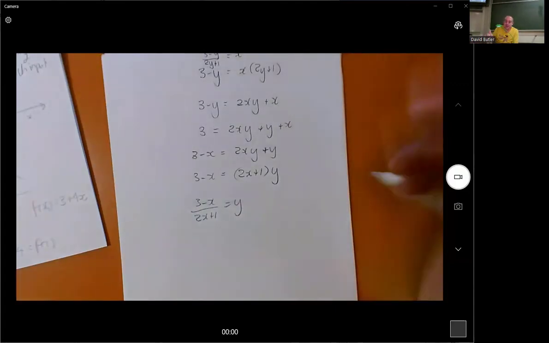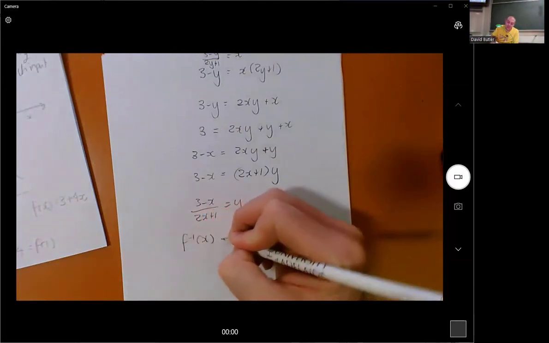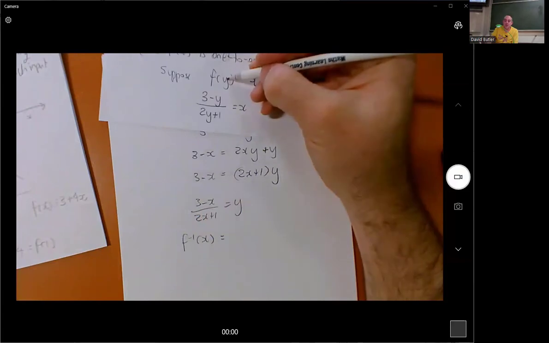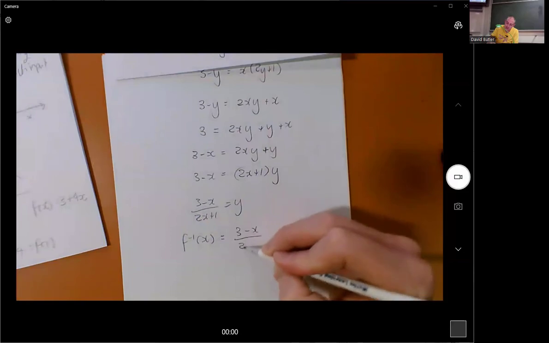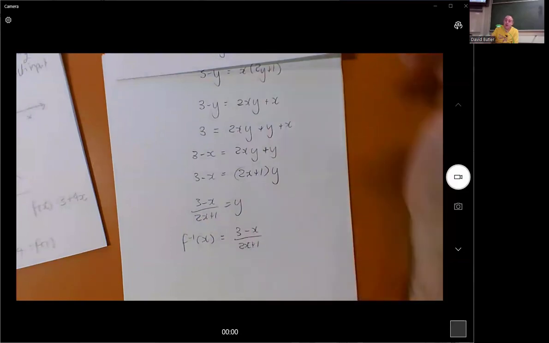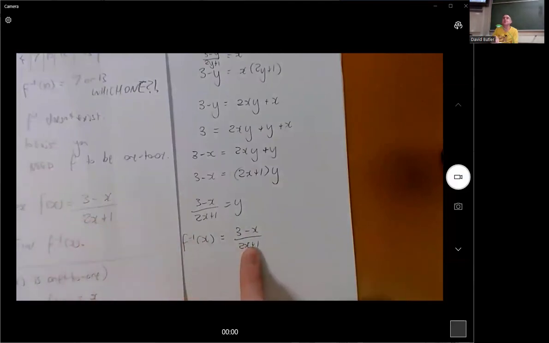And so what that means is, f inverse of x is the number that you would need to put in this position to produce this answer. And we've just discovered that that number is 3 minus x on 2x plus 1. And so coincidentally, the inverse of this function is the same function again, which is, I can tell you, extremely rare. And I am thoroughly surprised. Did not expect that to happen at all.